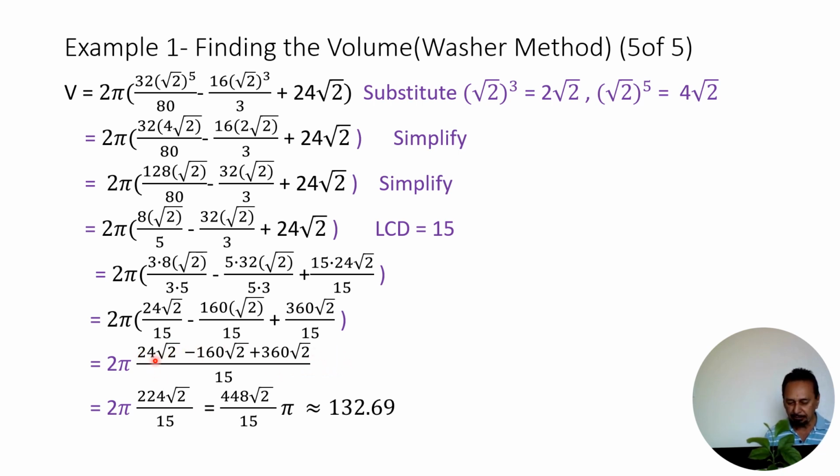Now it looks like radicals, so we can combine. 360 minus 160 is 200, 200 plus 24 is 224. Now we can multiply with the 2 pi and get 448 times square root of 2 over 15 pi. You try this, putting this answer on the WebAssign. If it takes, good. If it doesn't take, then you put it on the calculator and calculate it as 132.69.